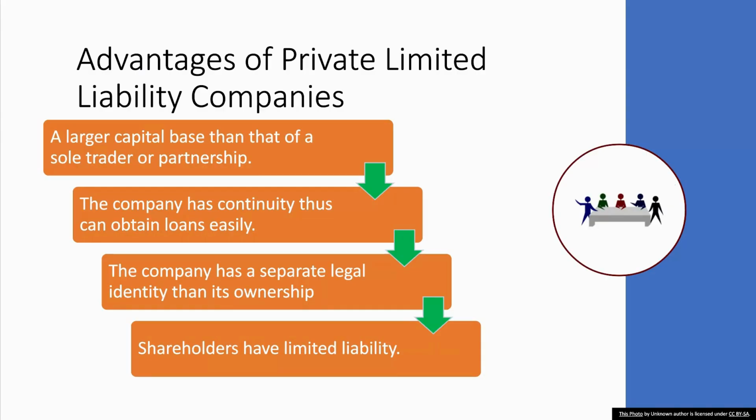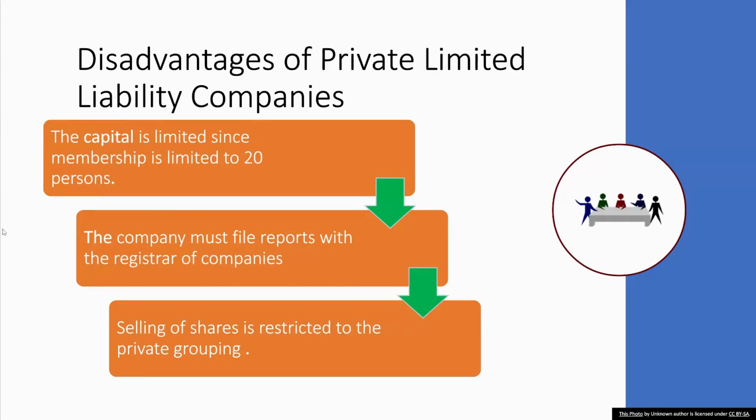What are some disadvantages, though, of the private limited liability company? The first one, the capital is limited since membership is limited to 20 persons. So, if we had more persons in this company, we would be able to get more capital. But since we only have 20 persons, it is limited. The company must file reports with the Registrar of Companies.